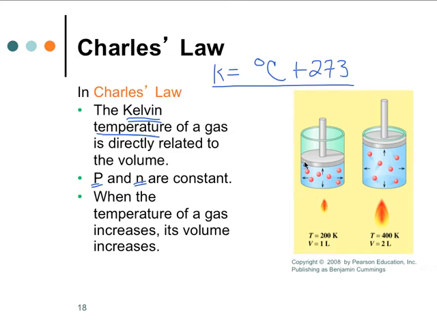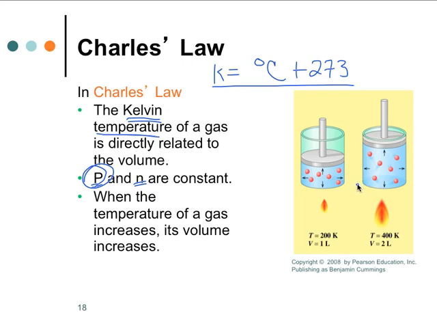As I heat up a sample of gas, what happens to the kinetic energy of that sample? Kinetic energy should increase, so that means the particles are getting faster. If the particles are getting faster, and if I kept the volume the same, the number of collisions would go up. So to keep that pressure constant, the volume must change. That's how I view it.